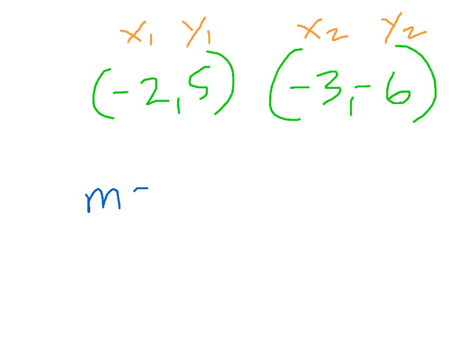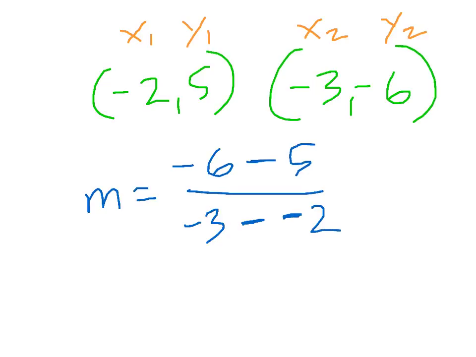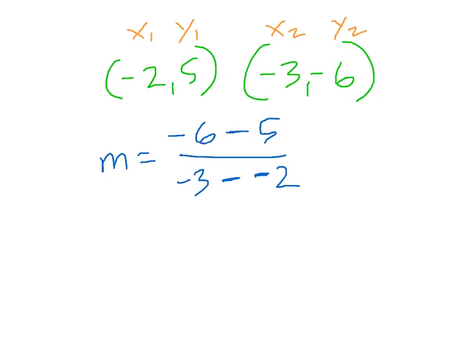M equals y2, y2 is -6, minus, part of the formula, y1, y1 is 5, over x2, -3, minus x1, -2. Now you can see from this example, things are looking far more complicated at this point than they did last time because we've got all these negative signs here. This negative and this negative are part of the formula, and then all these other negatives are there because of the negative numbers that we had up in the problem. So you got to really be careful in this next step when we simplify those numbers.